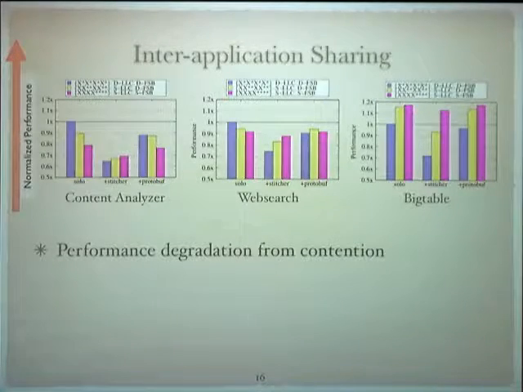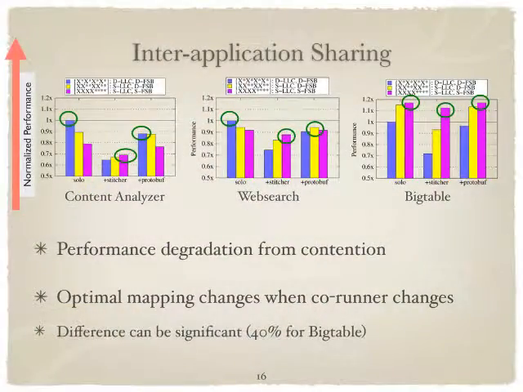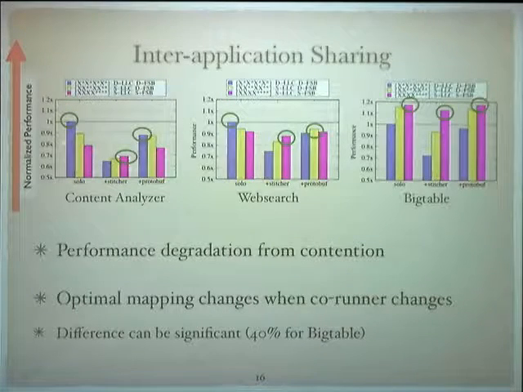So you could see that there's performance degradation from contention, because the performance basically dropped from running alone to running with other applications. Another really interesting thing about this graph that I want to point out is that the optimal thread-to-core mapping actually changes when the co-runner changes, right? So if you think about content analyzer, when it's running alone, its best performance is running, actually, spread its threads across the 2 sockets. But running with stitcher makes it actually benefit from clustering all its threads together. And similar for web search, it changes in different settings.